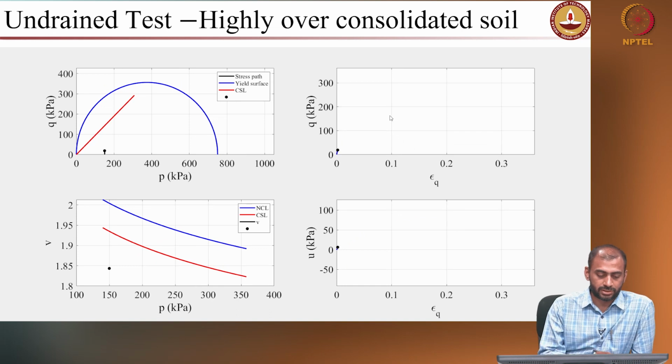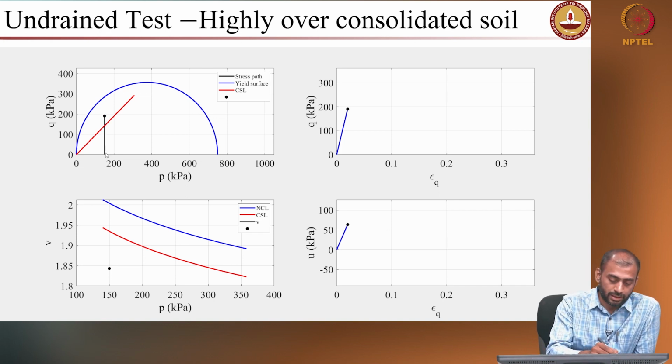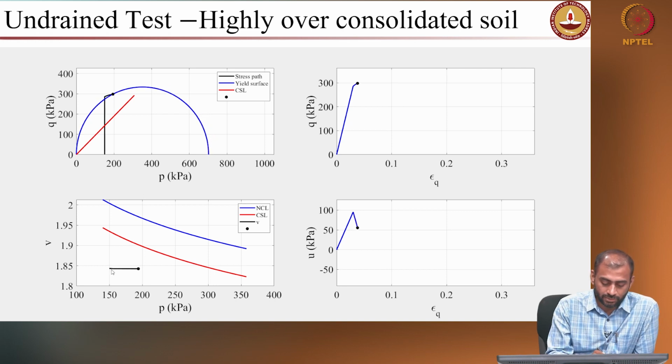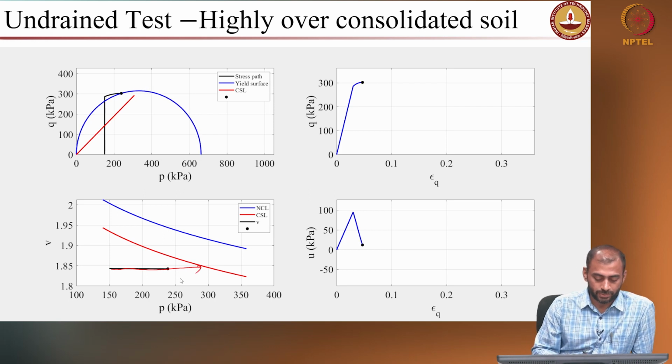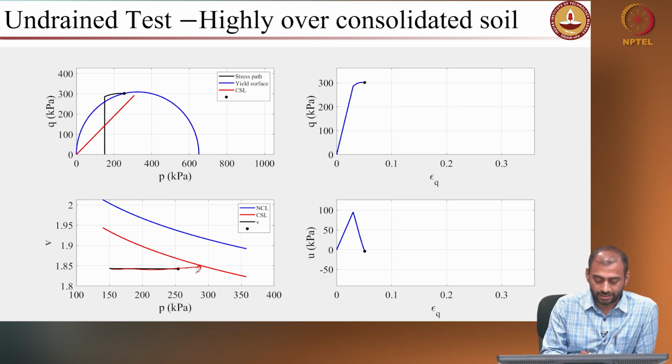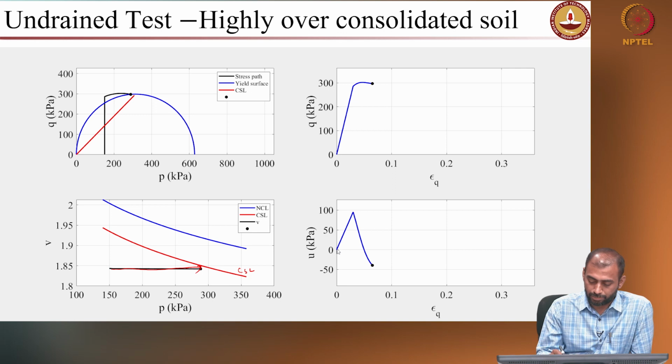So, now you are seeing a highly over consolidated soil. Your pre-consolidation pressure is very high compared to the initial confining pressure. So, you actually cross the yield surface and then cross the critical state line and touch the failure locus. Once it reaches the failure locus, the volume change happens and the specific volume is constant and reaches the critical state line, right.